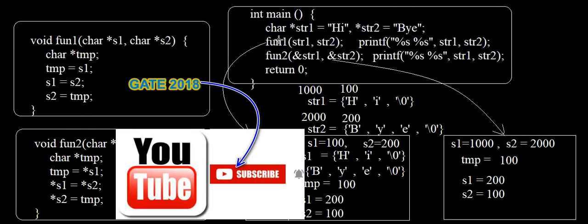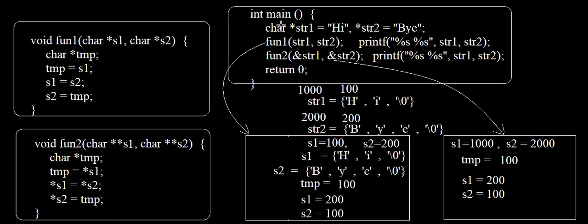Now let us take this question. We have 3 functions. First function is main, second is function 1, function 2, and we need to execute these 3 lines of code. char *str1 = "hi", char *str2 = "bye", and we have a function which is taking these 2 strings str1 and str2 and printing it like this, str1 and str2 in the same order. And also we are taking the address of the str1 and address of str2.